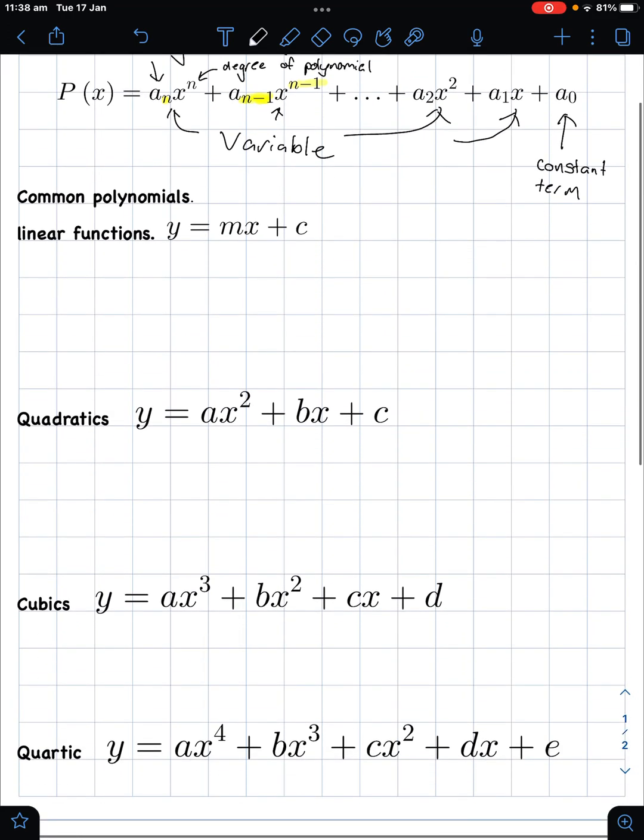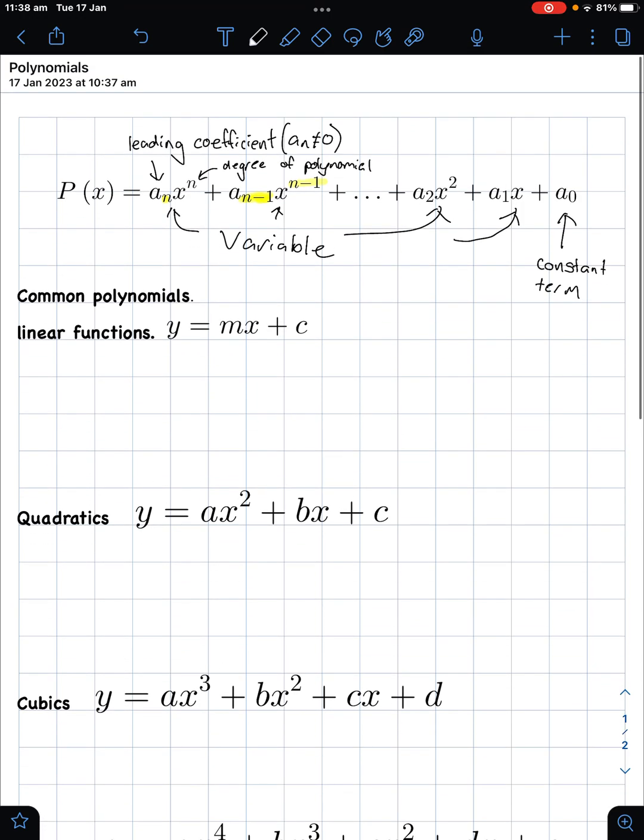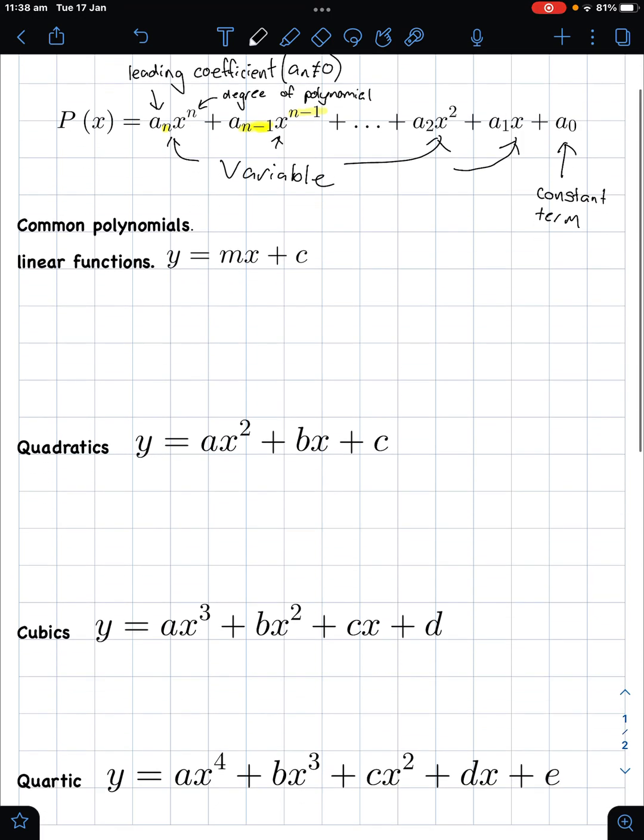Now, I'm going to go over the different forms that we see these in. The most common polynomial we would have seen is linear functions. These are of the form y equals mx plus c, which is slope-intercept form. This m here is the slope, and then the c value gives us our y-intercept.